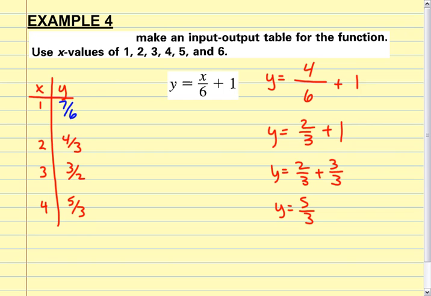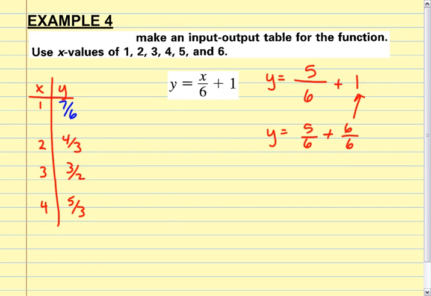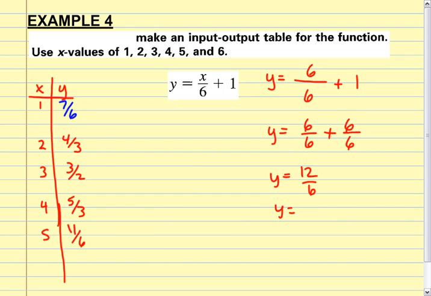Okay? And let's see. What if we plug in 5? So that means y is equal to 5/6 plus 6/6, because that's the same as 1. Y is equal to 11/6. And remember, guys, whenever we're adding and subtracting fractions, we've got to have a common denominator. So 5 gives us 11/6. Okay? And then, let's get rid of the 5 there. Then we're going to plug in 6. Uh-oh. Y is equal to 6/6 plus 6/6. Y is equal to 12/6. Y must be equal to 2.